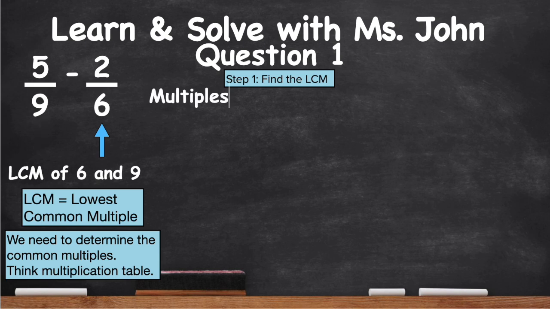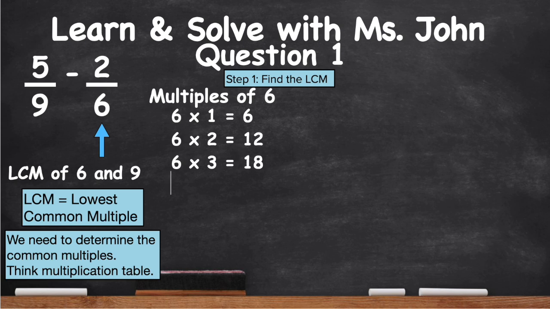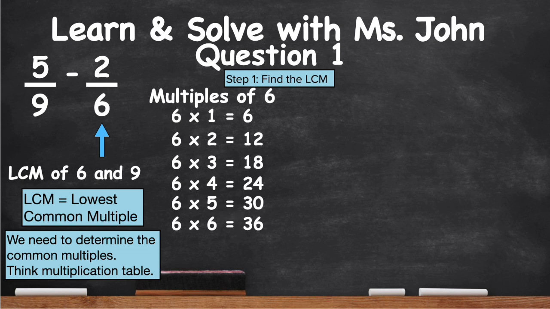So let's go through the multiples of 6. We're going to do 6 times 1, which equals 6. 6 times 2, which equals 12, 6 times 3, which equals 18, 6 times 4, which equals 24, 6 times 5, which equals 30, 6 times 6, which equals 36, 6 times 7, which equals 42, 6 times 8, which equals 48, and 6 times 9, which equals 54.